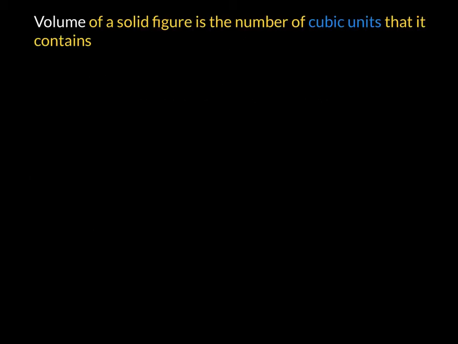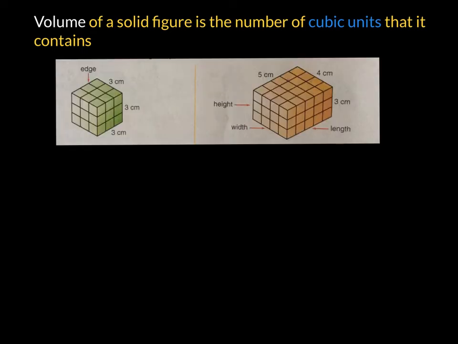The volume of a solid figure is the number of cubic units that it contains. Those cubic units could be cubic centimeters, cubic inches, cubic meters, cubic feet, and so on. One way to find the volume would be to count all of the cubes in these rectangular prisms.